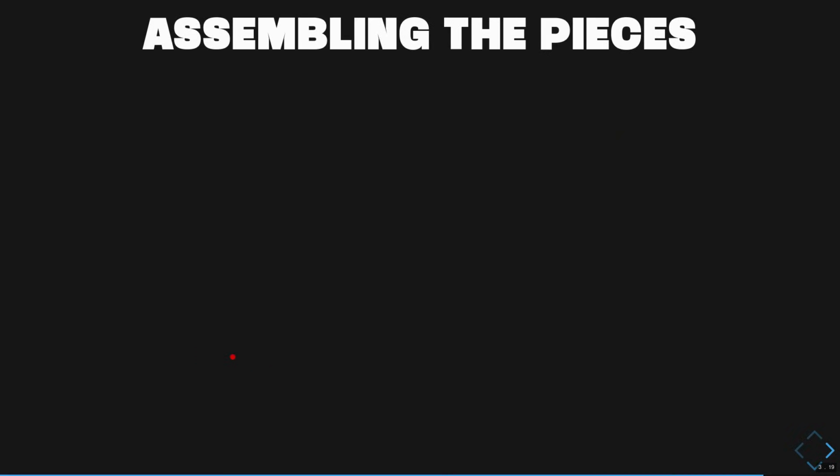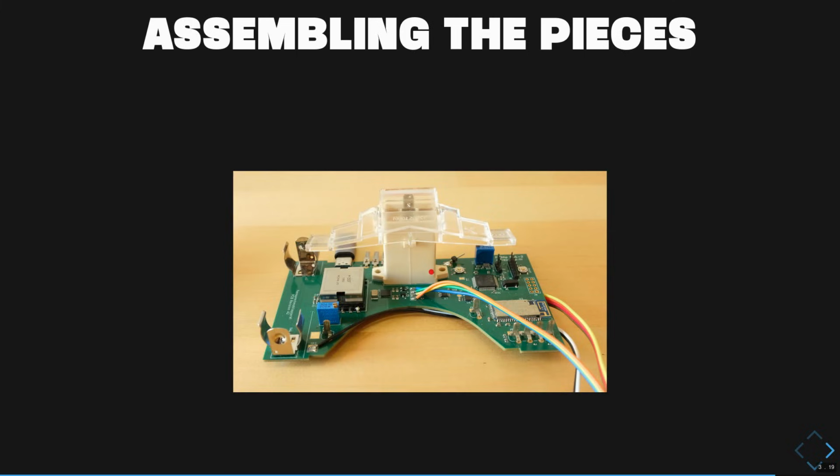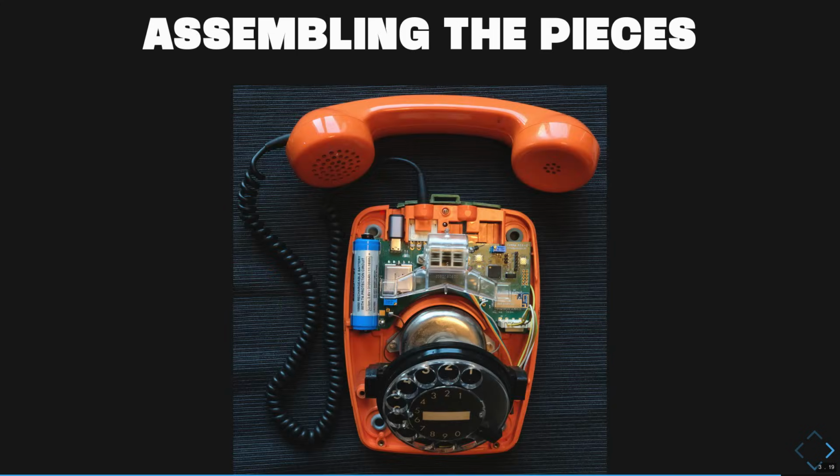Okay, now we're pretty much done. So let's assemble all the pieces. This is how the prototype looks like in KiCad as a model. And then when you manufacture it and solder it, it looks like this. And the cables are debugging cables. They're no longer needed anymore. And you can put that together into the housing here. That's this phone here.